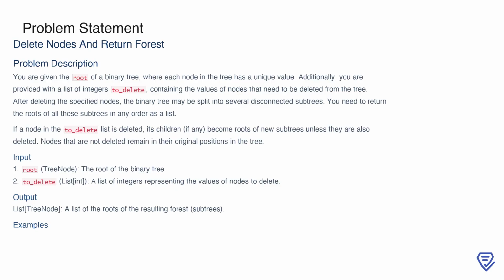If a deleted node has children, those children become roots of new subtrees, provided they are not deleted themselves. Nodes that are not deleted will remain in their original positions in the tree. The input consists of the root node of the tree and the to_delete list, while the output is a list of tree nodes representing the roots of the resulting forest.